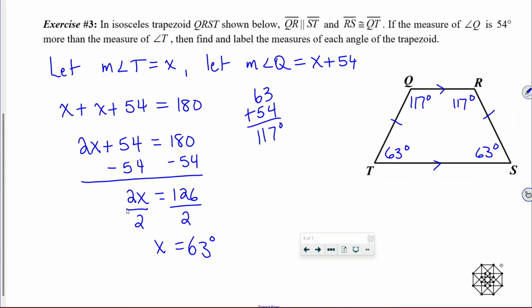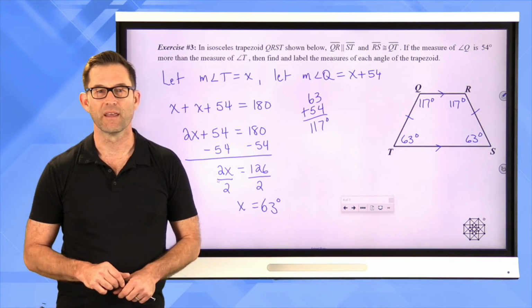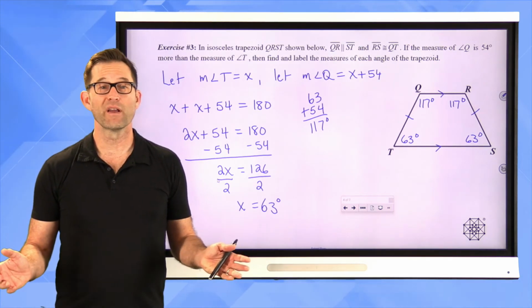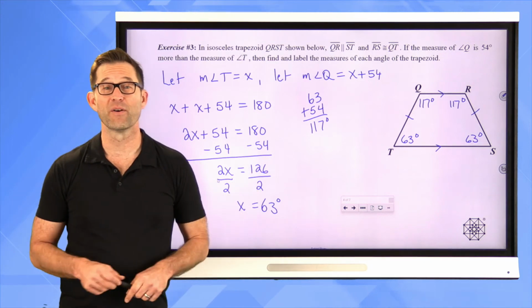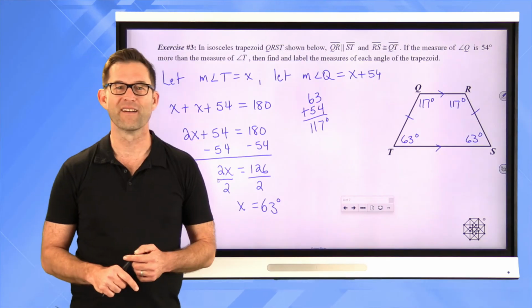107? Is it 107? What am I doing wrong here? No, it's 117. Maybe it's wrong on the answer key, because definitely 63 plus 117 is 180. Sometimes we get our answer keys wrong. Sometimes I get it wrong up here. You all know that. We all make mistakes. We just hope that we catch them before they make it onto the permanent video.